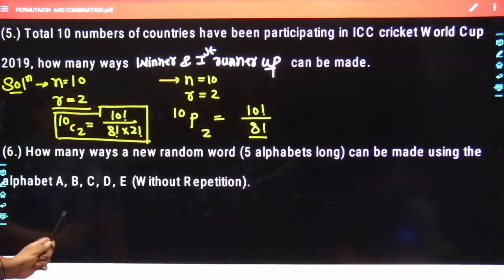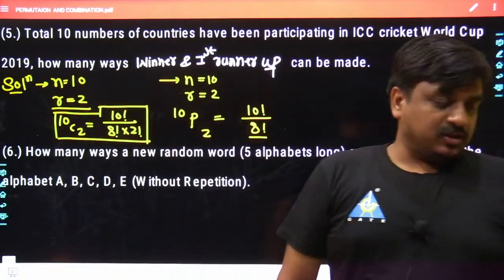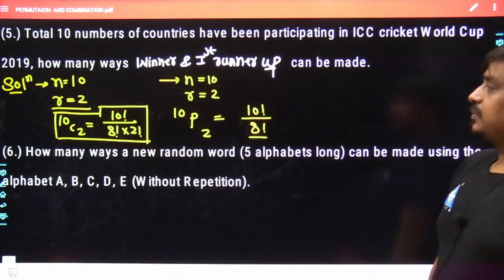May I know, till this point, is each and everything clear or not? I don't find any student having any sort of doubt now. Is that part clear? If it is clear, write clear over the live chat.